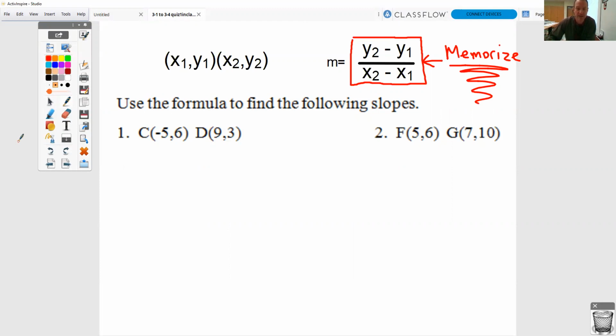Remember that it's not y squared and x squared, or y to the first power and x to the first power. These numbers are below the letters. It's just to tell the difference between the two x's and the two y's.